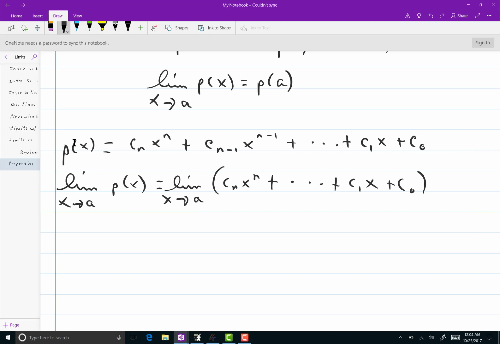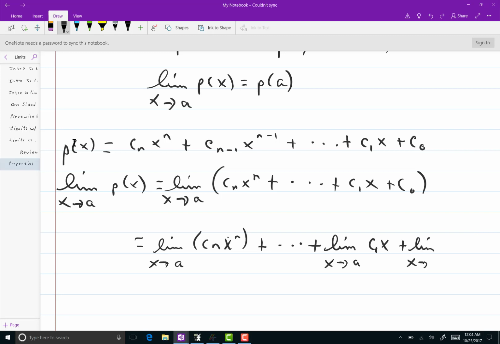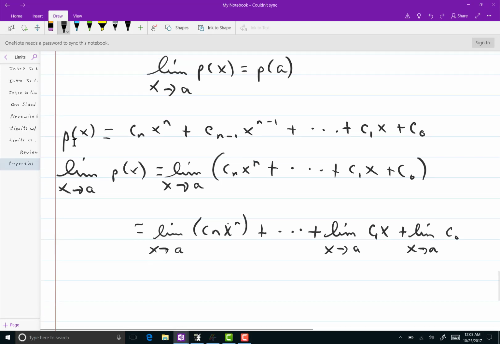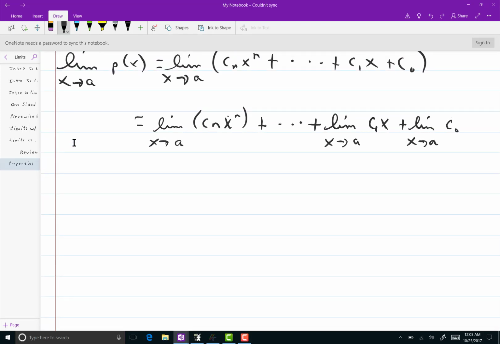Now I can use the sum rule to break this up into a bunch of limits involving addition. So I can take c n x to the n and split it off from c n minus 1 x to the n minus 1, dot dot dot, plus the limit as x goes to a of c1 x plus the limit as x goes to a of c sub 0. Now those c's are all constants. They're just real numbers. Now I can apply the product rule for each of those c n times x to the n's and break those up into limits.